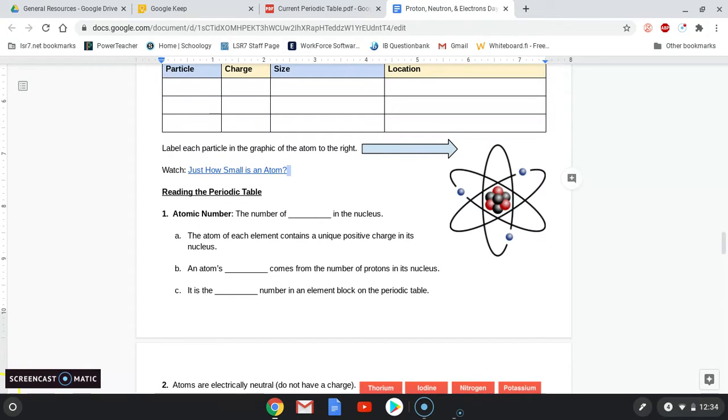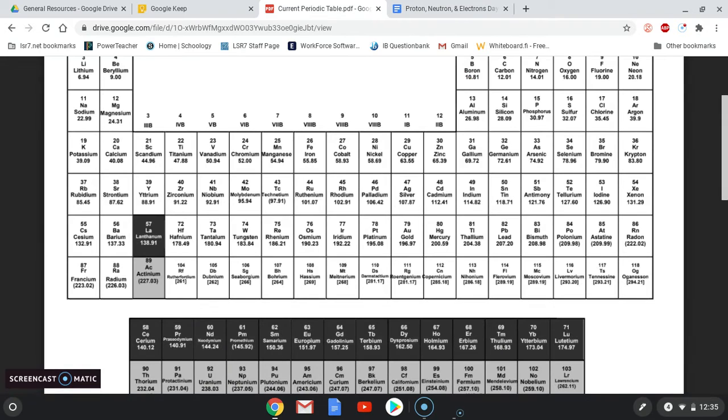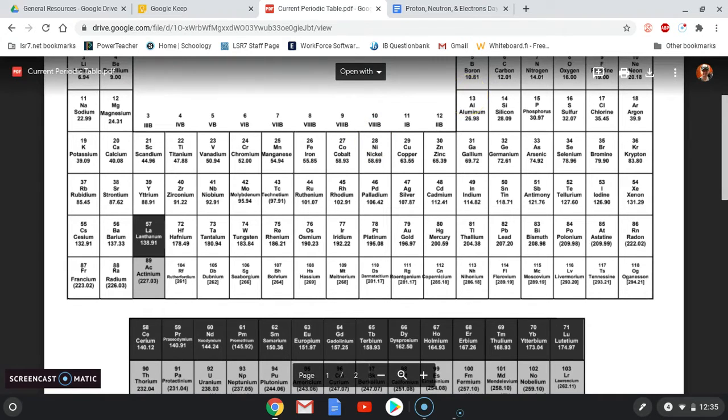So B, right here, says an atom's blank comes from the number of protons in its nucleus. An atom's identity. What element do I have? Well, the identity of my element is based upon that number. So if I have 28 protons, I have nickel. If I have 13 protons, I have aluminum.